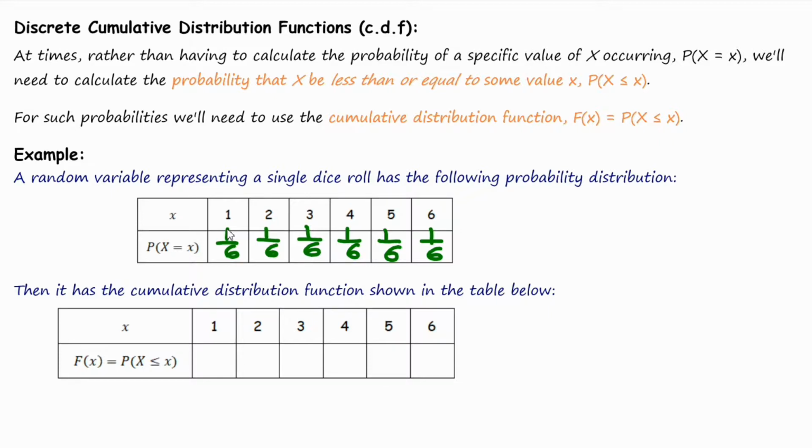So we'll have 1 over 6, and then here less than or equal to 2 means you add the first two probabilities, so 2 over 6, and here you have 3 over 6, 4 over 6, 5 over 6, and 6 over 6, which is the same as 1. Okay?